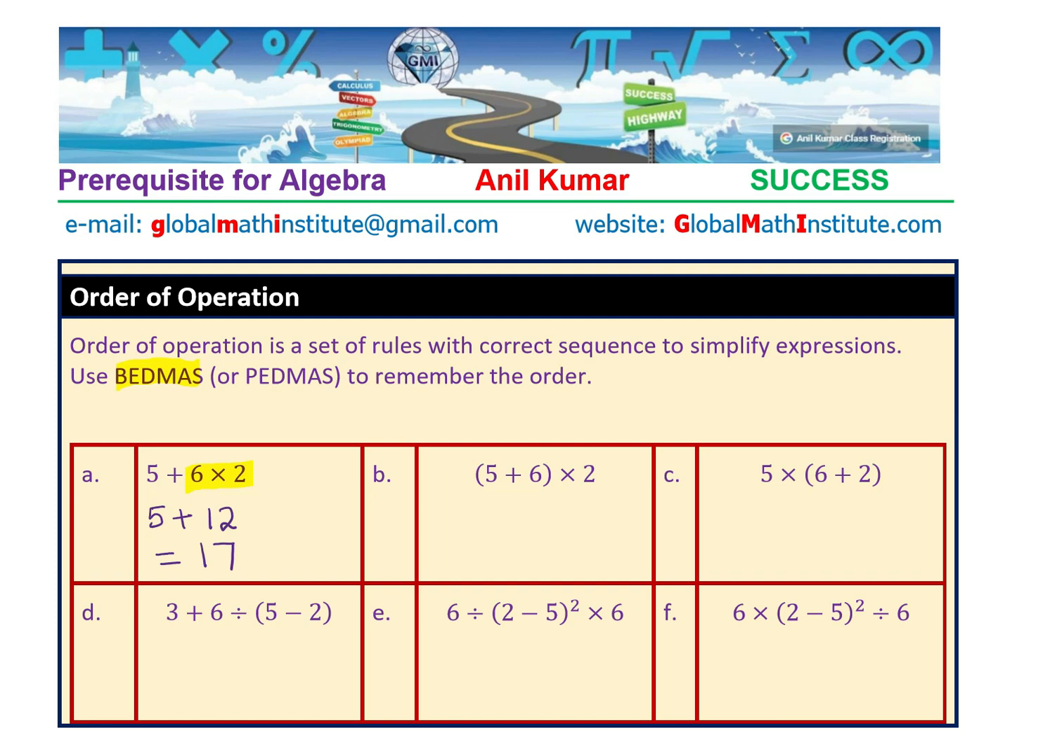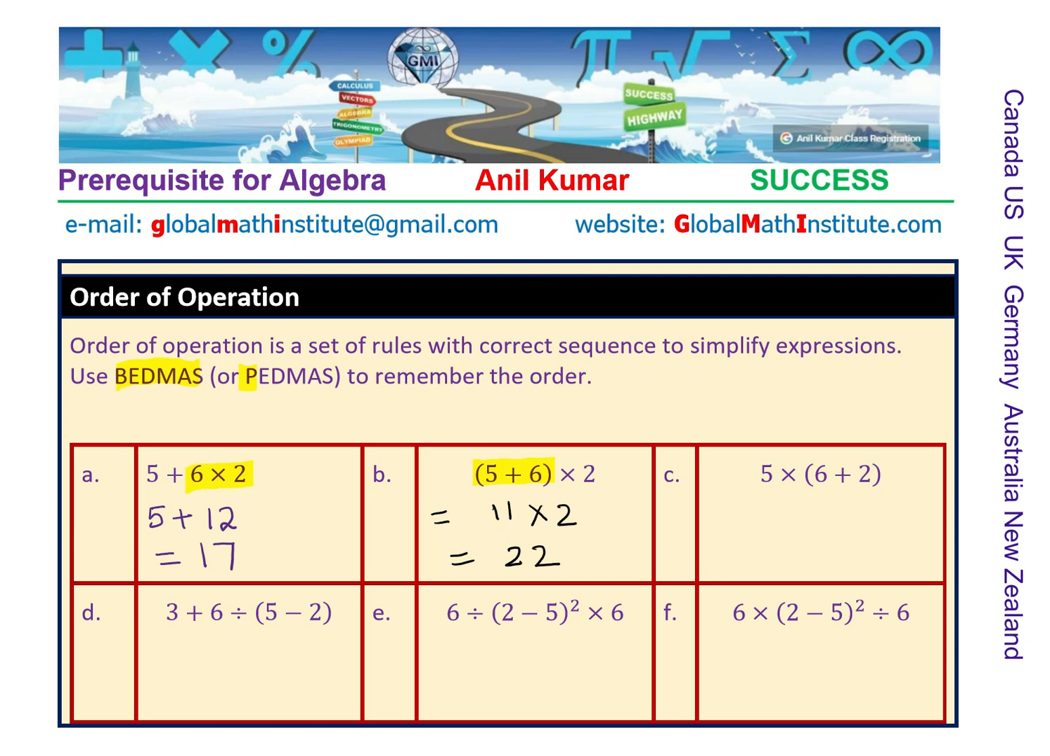In the next one, what we have done is put 5 plus 6 inside the bracket. As you know, first is parenthesis, so you will do that first, not the multiplication. In this particular case, 5 plus 6 is 11, and then multiply by 2. You get 22 as your answer.